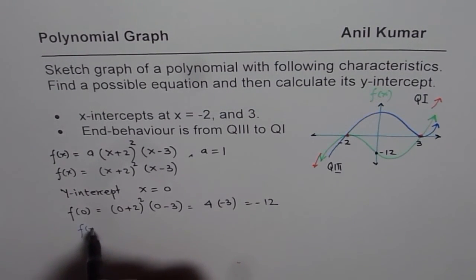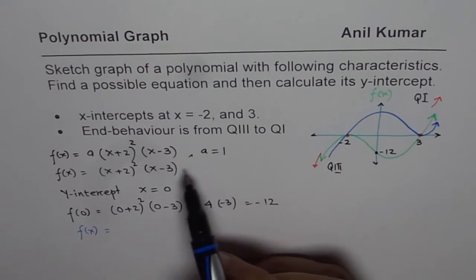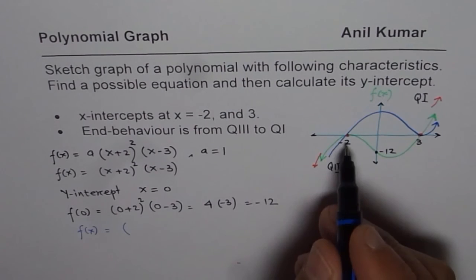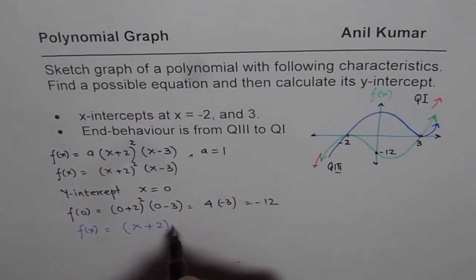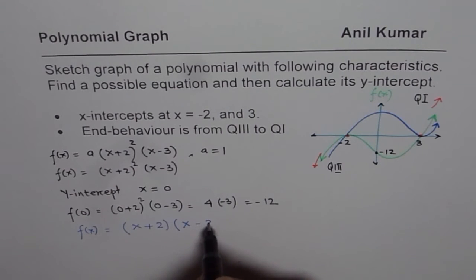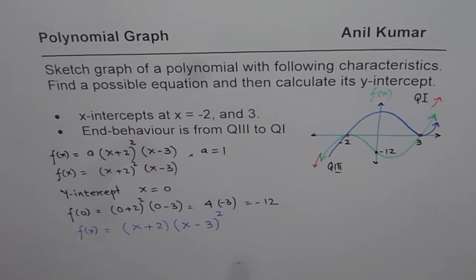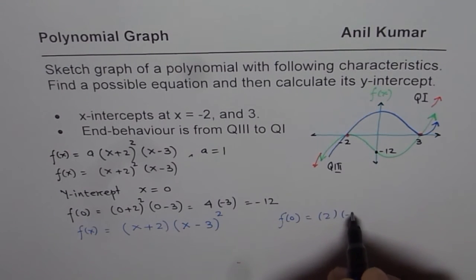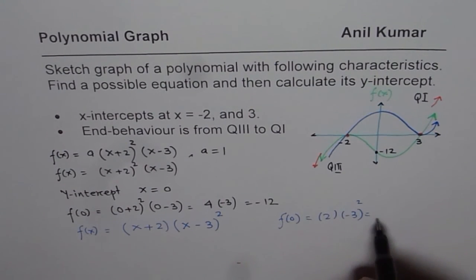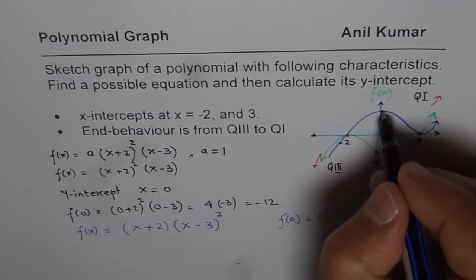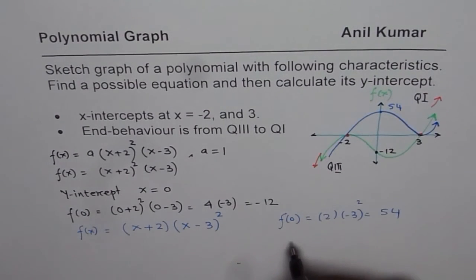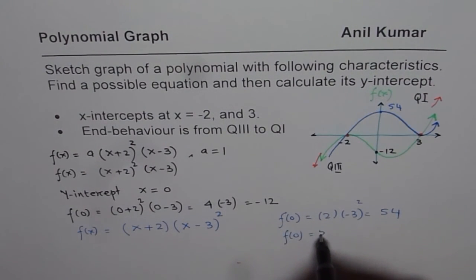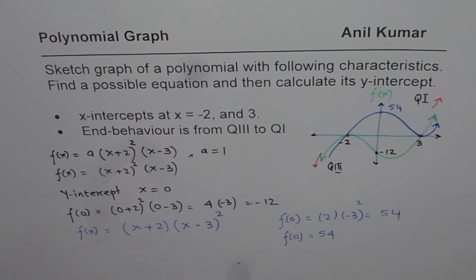You can now write f of x equals, we'll again keep a as 1, but the equation will become x plus 2 times x minus 3 whole squared. Do you see that? In this particular case, when you substitute 0, what do you get? You get 2 times minus 3 whole squared, which is 9 times 2, so 18. Wait, f of 0 is 2 times 9, which is positive, so in this case f of 0 will be 18. So that could also be one of the solutions for you.